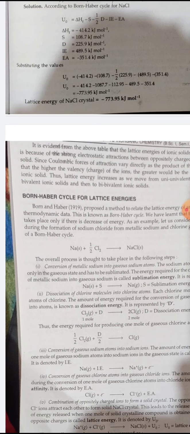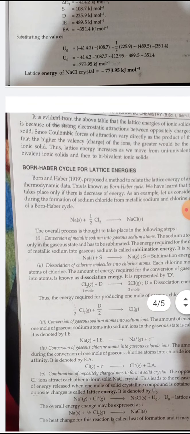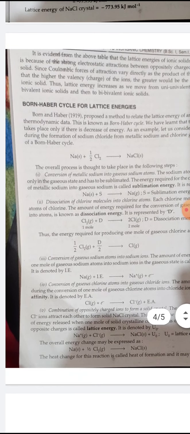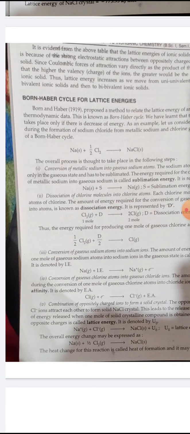The third step is conversion of gaseous sodium atoms into sodium ions. The amount of energy required to convert 1 mole of gaseous sodium atoms into sodium ions in the gaseous state is known as ionization energy, denoted by IE. That is, sodium in the gaseous state plus ionization energy is converted into Na+ and 1 electron is released. The next step is conversion of gaseous chlorine atoms into gaseous chloride ions. This is the amount of energy released during the conversion of 1 mole of gaseous chlorine atoms into chloride ions, and it is known as electron affinity.